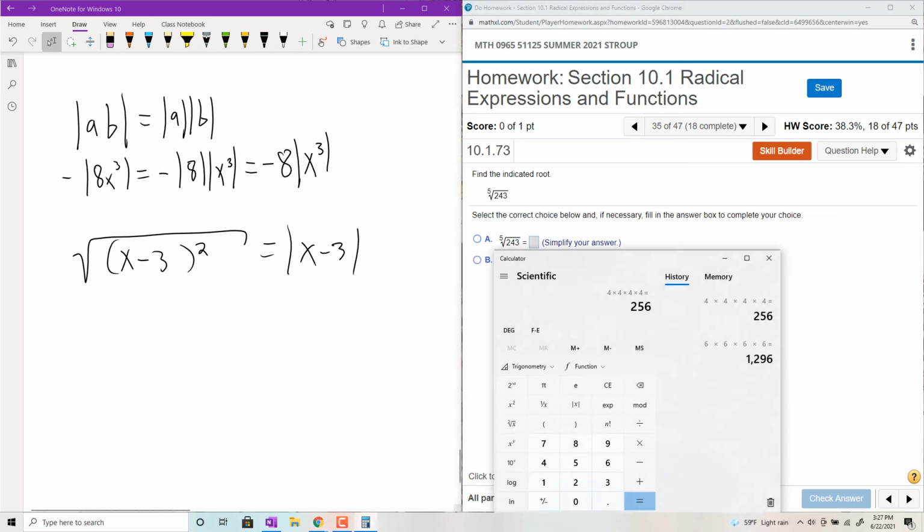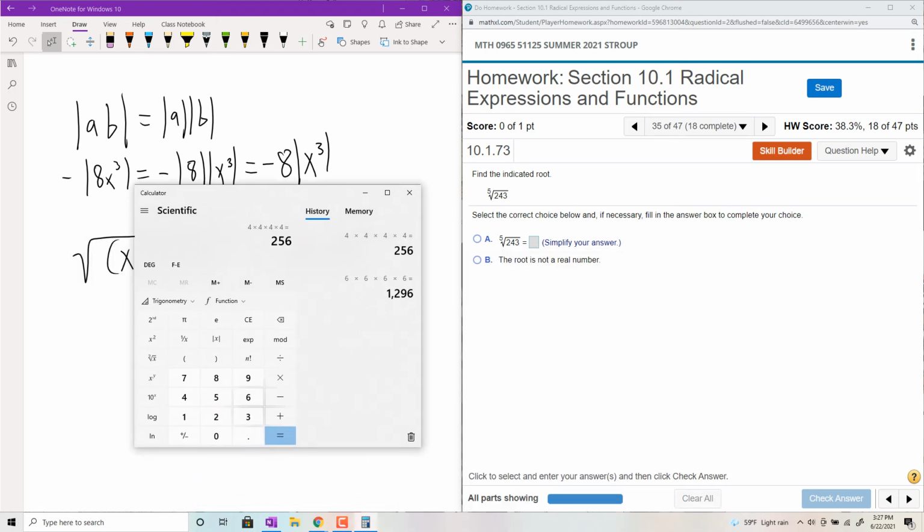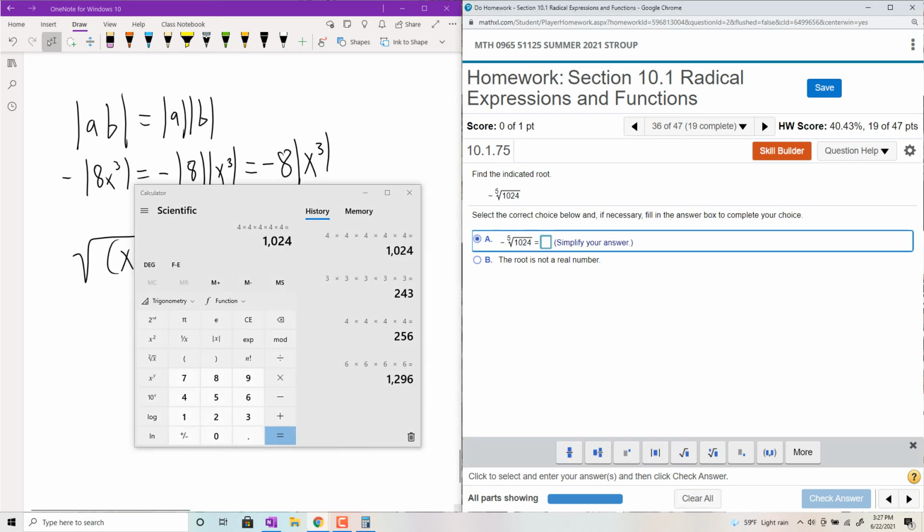Maybe it's 3. 3 times 3 times 3 times 3 times 3. Yep, 243. What's next? This will be negative something. I guess 4. Times 4 times 4 times 4 times 4. Yeah. And then you've got to carry over the negative.